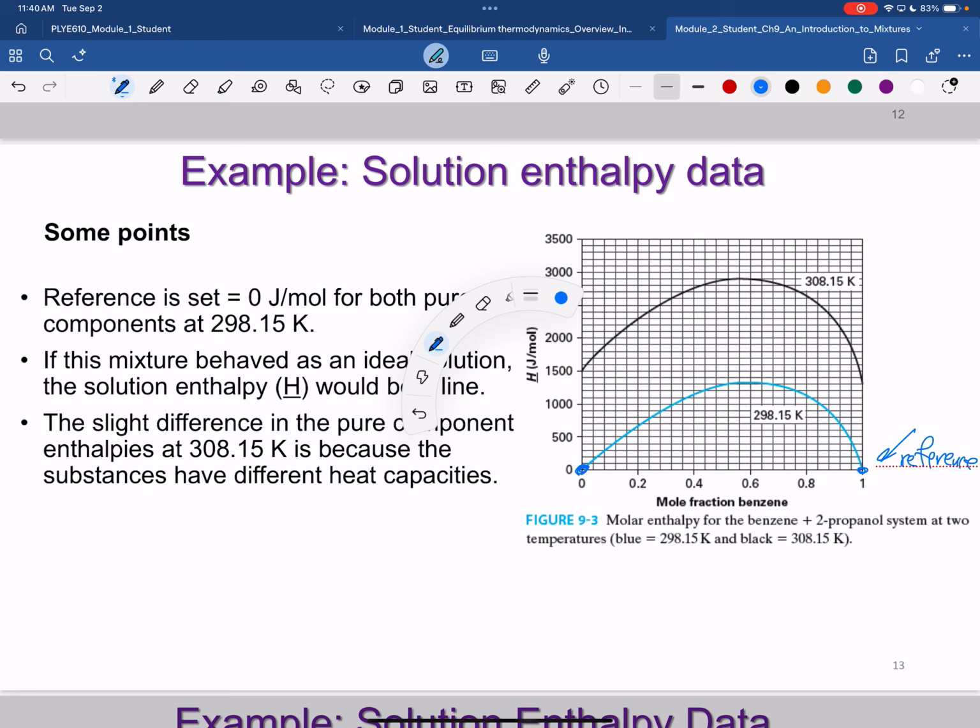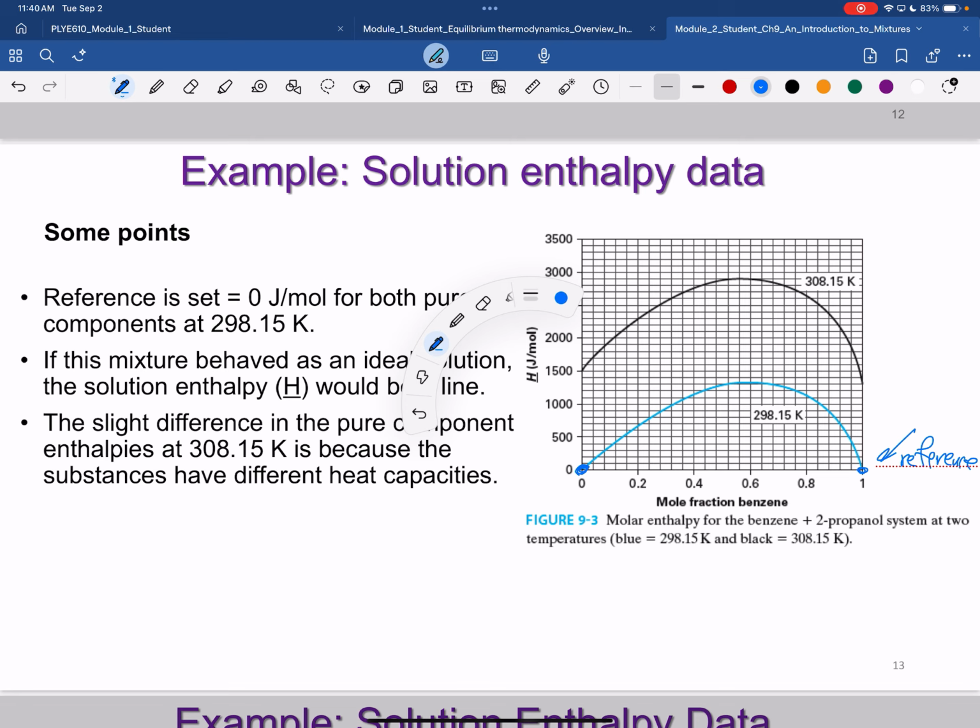Okay? Then, of course, this mixture that we have is not ideal. Because if it was an ideal mixture, let's say at 298 K, what would the curve shape be? A straight line, right? Straight line. Okay.